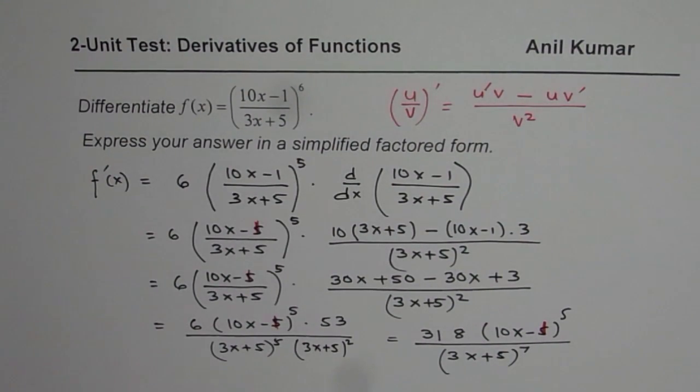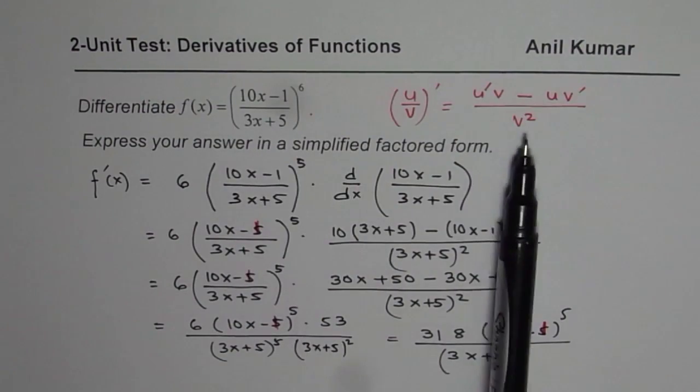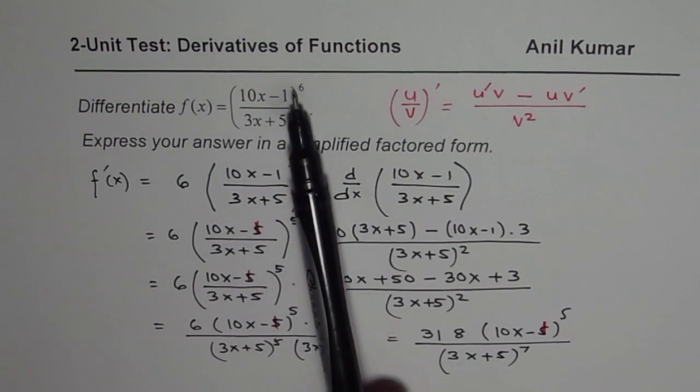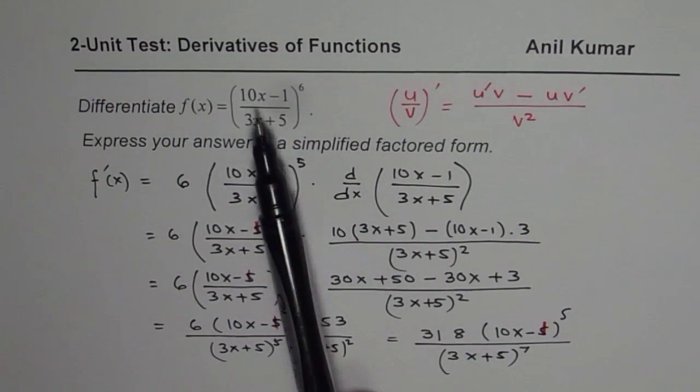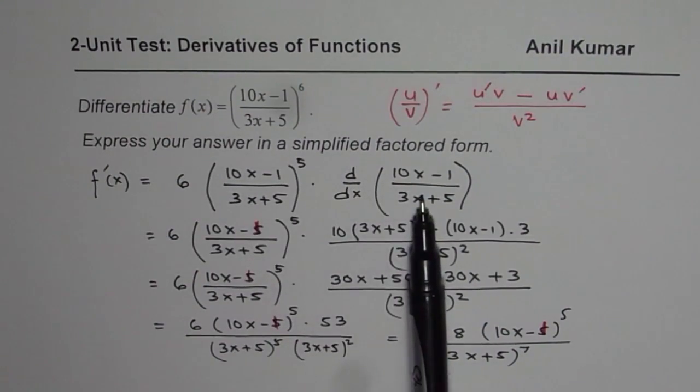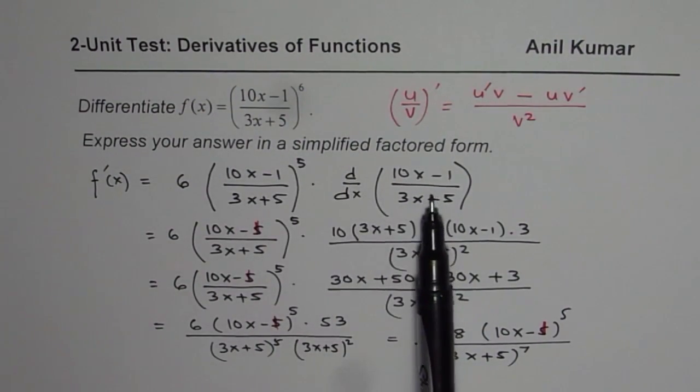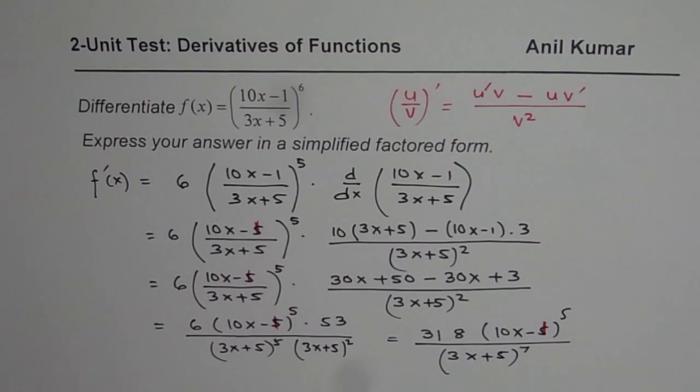Remember, here we are doing both the chain rule and the quotient rule, correct? So the derivative of the outside function times the derivative of the inside function, that is the chain rule. After applying the chain rule, apply the quotient rule, multiply the two, and then simplify.